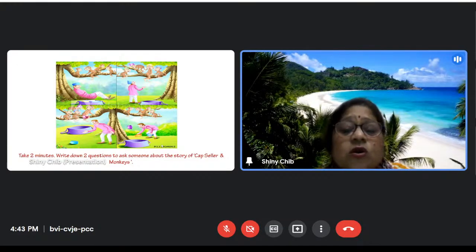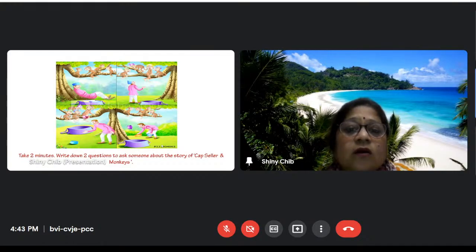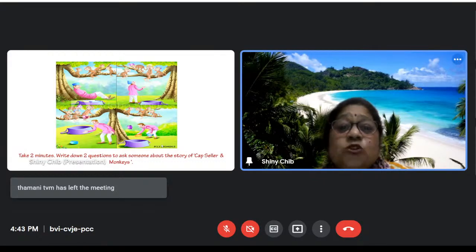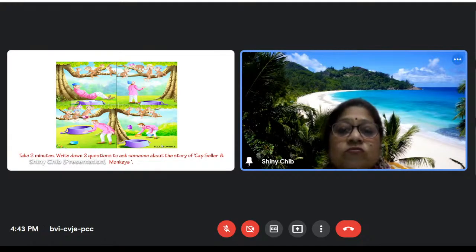Okay, then he has thrown his own cap, but these monkeys have not returned the cap. So he was wondering why it is like that. Then the monkeys were told by their father and mother, whatever the man is doing, please don't repeat. You can't rely on man. He will fool you.